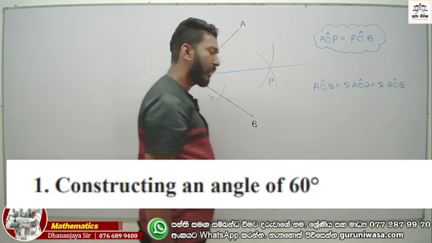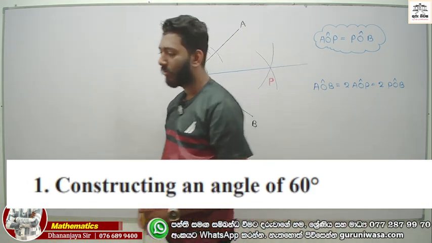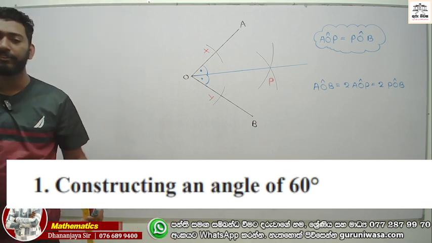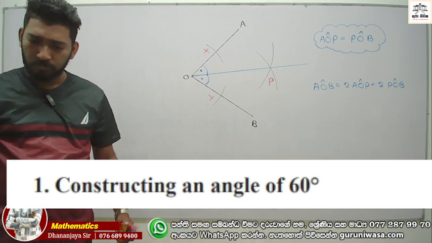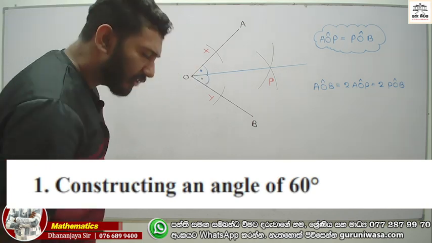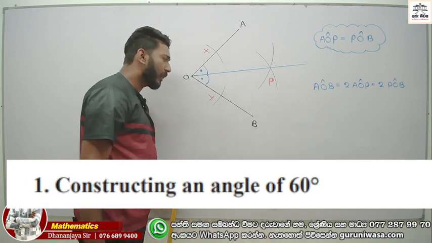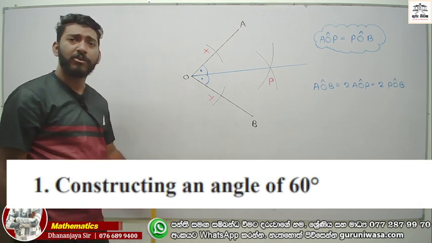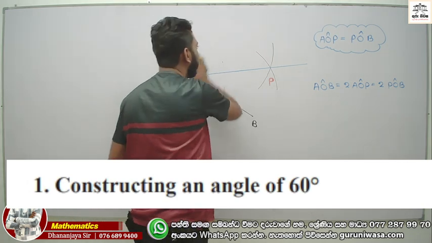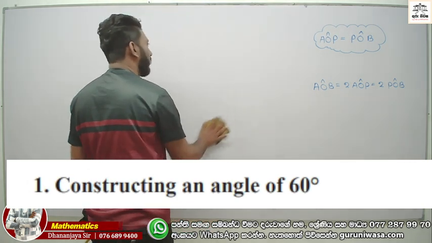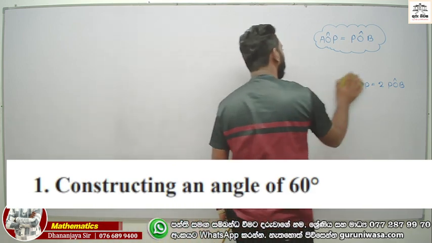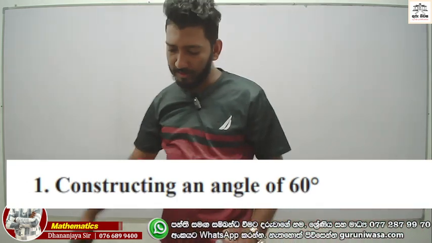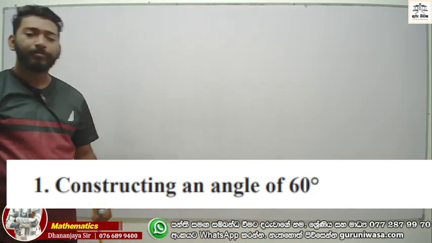Right. Now I'm going to construct angles. Now for number 1, constructing 60 degrees. Right, this is very interesting. We are going to draw the 60-degree angle without using a protractor. Right? And after we draw it, you can check with your protractor. You can check your measurements, right?